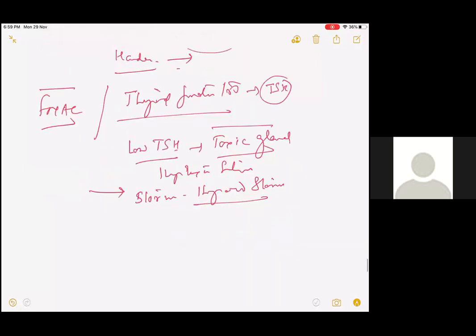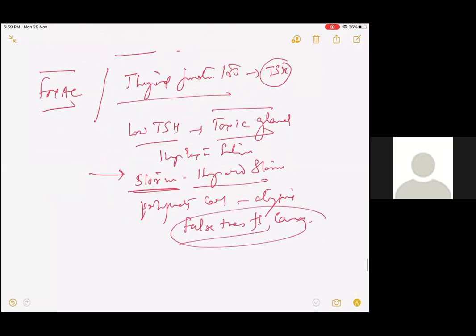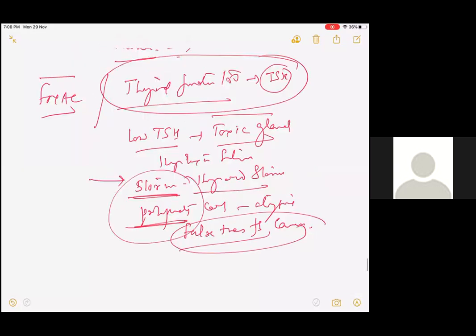Or I can pick up some proliferating cells or atypia, which can give me a false positives for cancer. So one is a thyroid storm, the other is false positivity. These are the two disadvantages. So you should not be doing it if the TSH is low. For that, you need to do a TFT. Okay. Now this is triple test and FNAC and imaging.